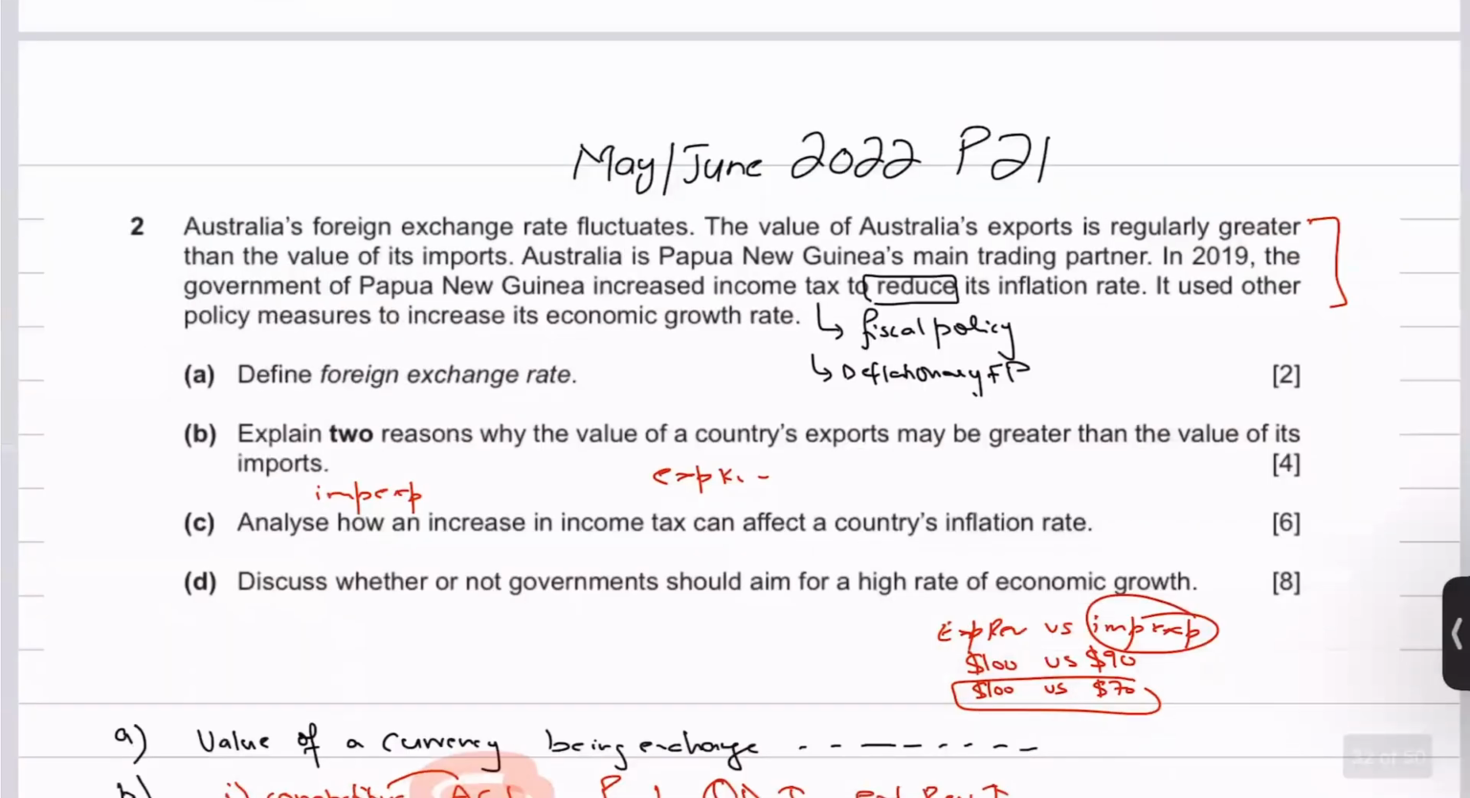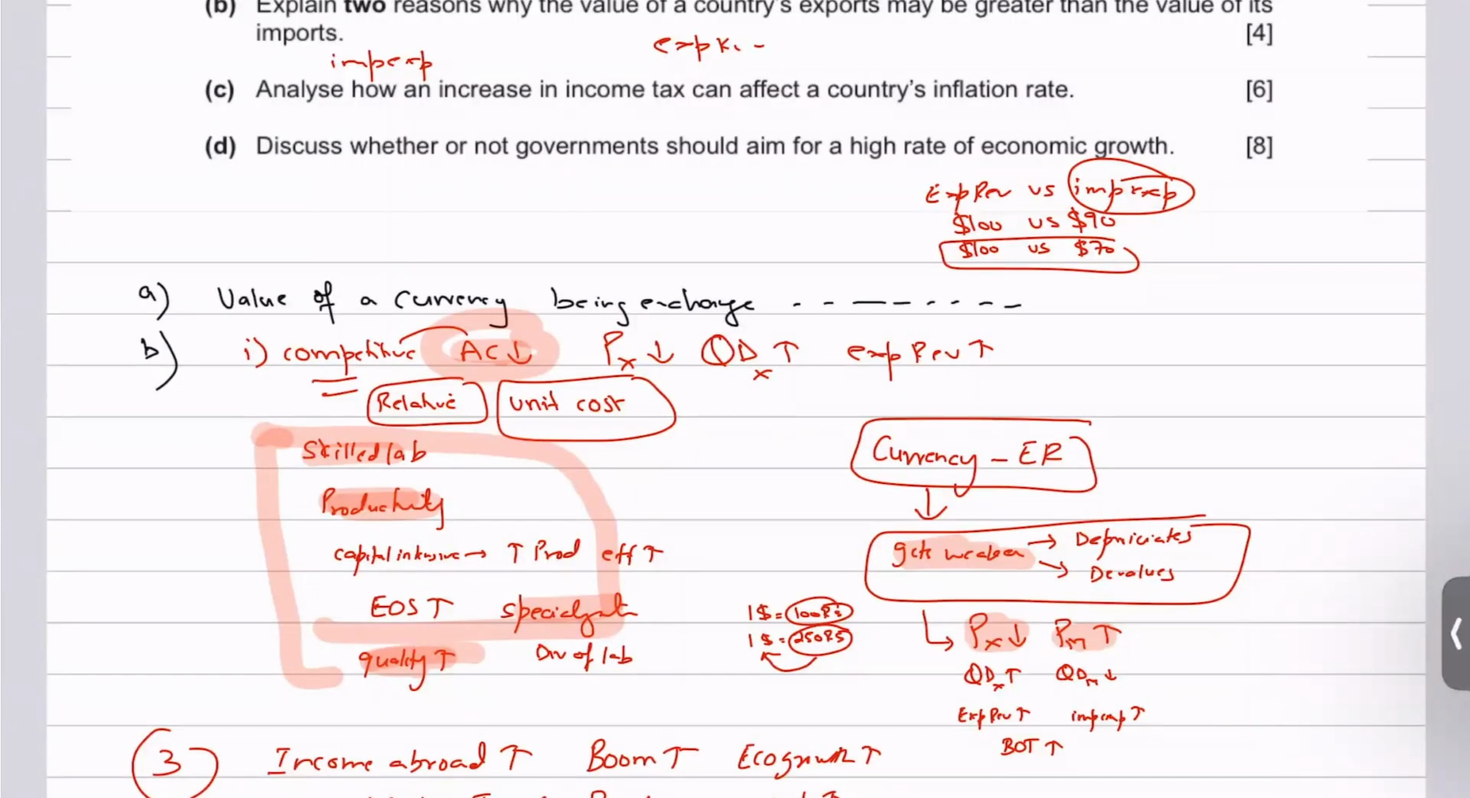Moving forward, part C says, analyze how an increase in income tax can affect a country's inflation rate.